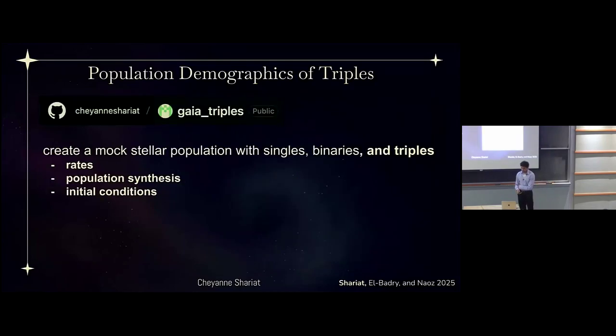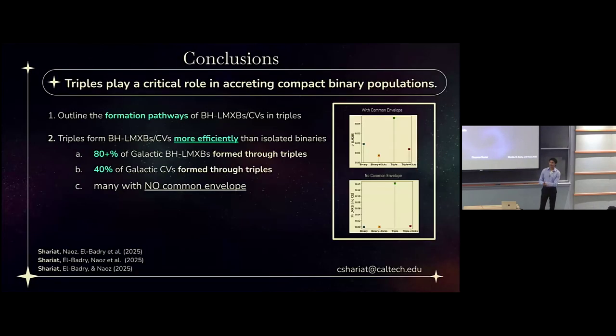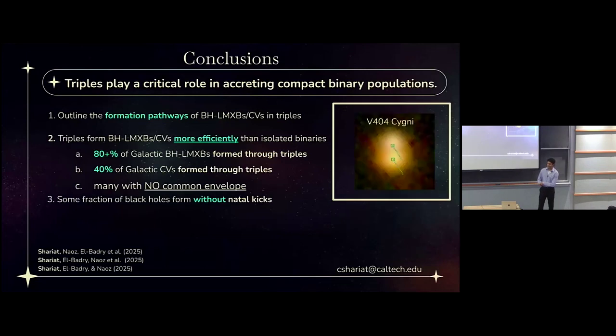And we can talk about that more, because I have -2 minutes left, but there's a public code where you can easily sample a triple population, and if you'd like, a full stellar population with singles, binaries, and triples that match your observational constraints on the stellar population. You can use it for rates, population synthesis, initial conditions, whatever you want. Okay, I'm getting kicked out, so that's all I'll talk about, and I'll leave the conclusions up here and take any questions. Thank you.